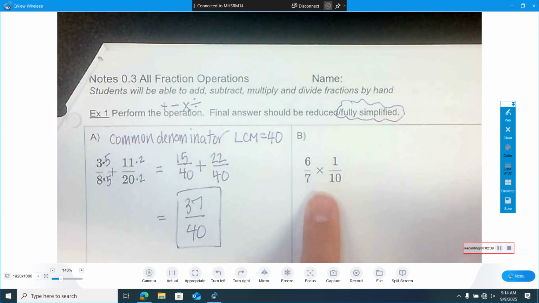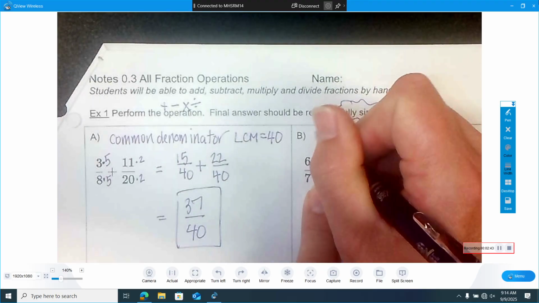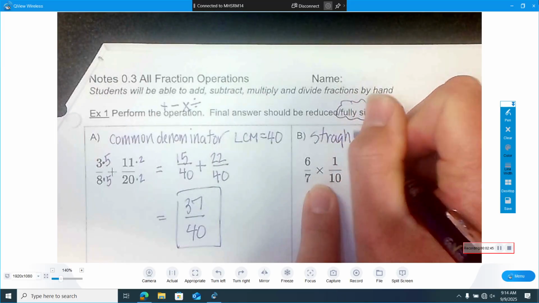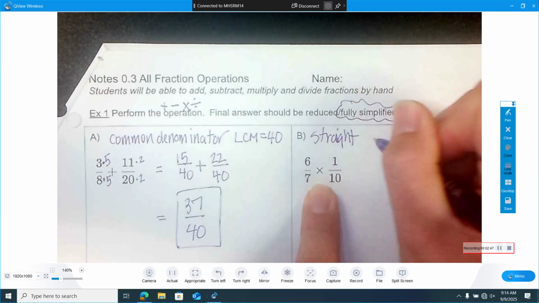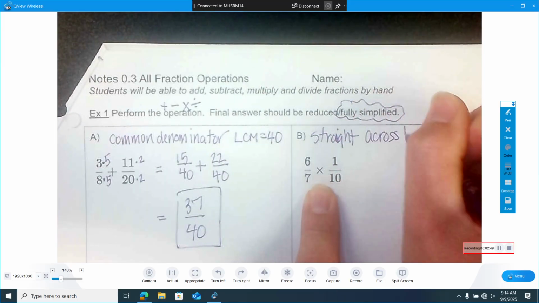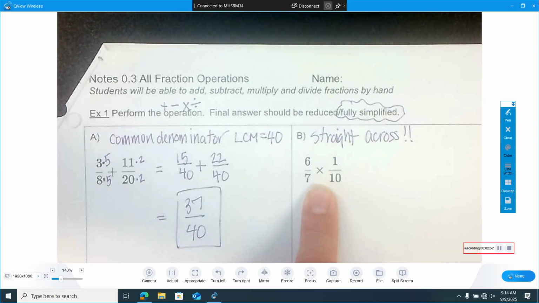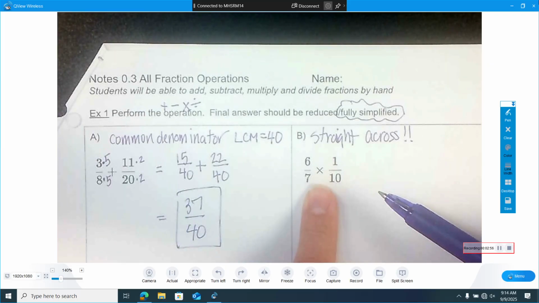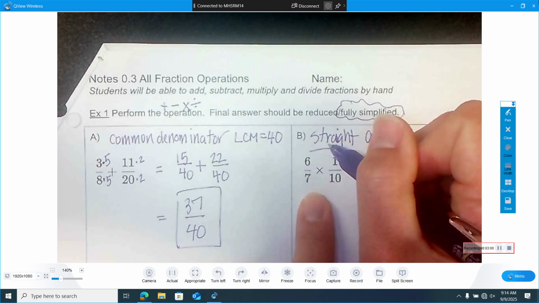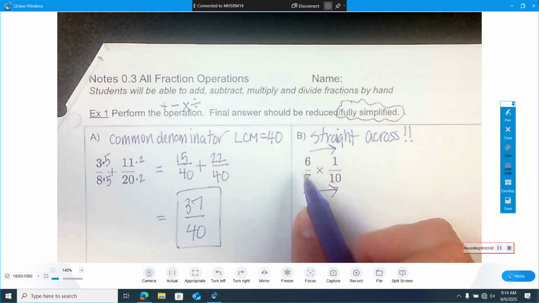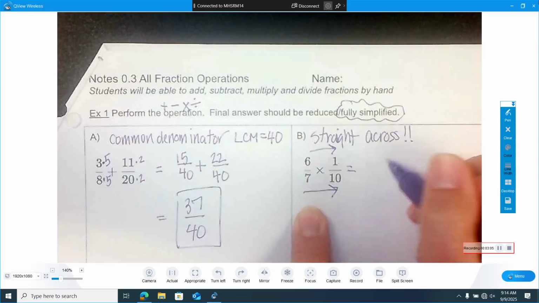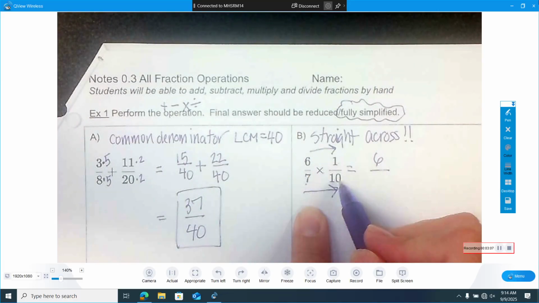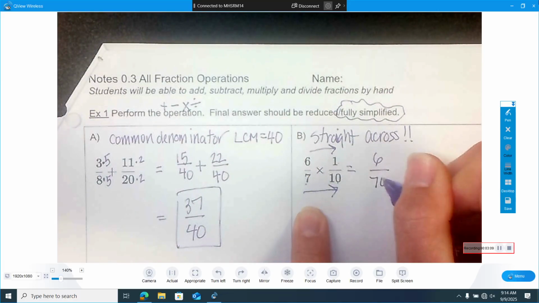All right. How do you multiply fractions? Straight across. Thank you. Straight, S-T-R-A-I-G-H-T, across. When we multiply fractions, it's super easy. Addition, subtraction, difficult. Multiplication, super easy. The easiest of them all. So we're going to go straight across. 6 times 1 equals 6. 7 times 10 equals 70.